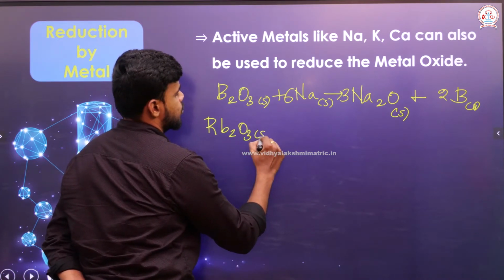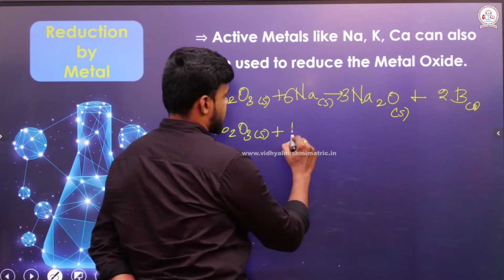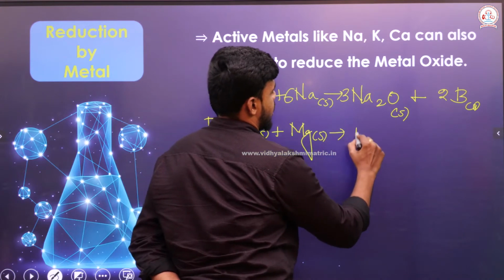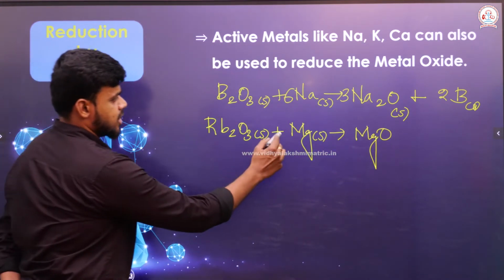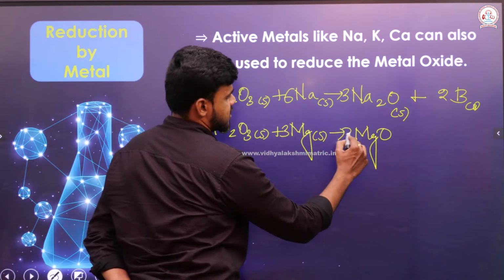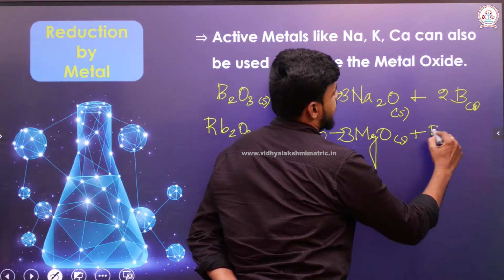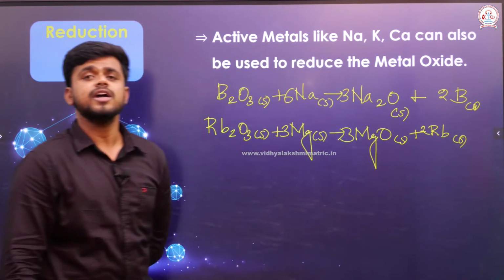Similarly, you can take Rb2O3, rubidium trioxide. This can be reduced with the help of magnesium to form MgO, magnesium oxide. So 3 magnesium will take up this 3 oxygen and go as 3 MgO. So rubidium will be deposited as 2 moles in the form of a solid.